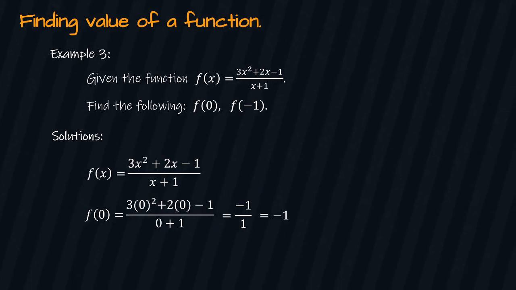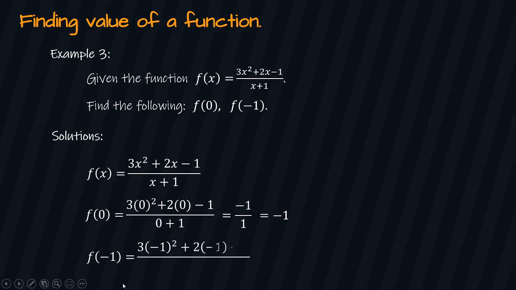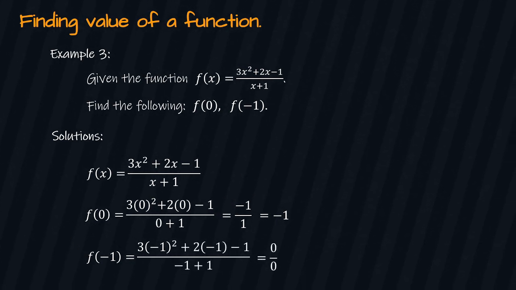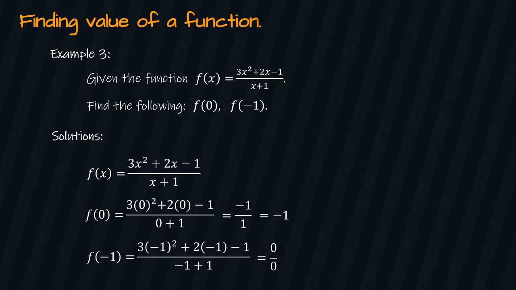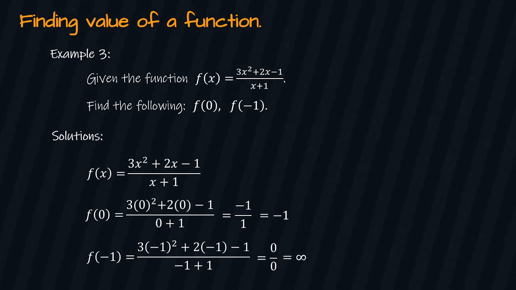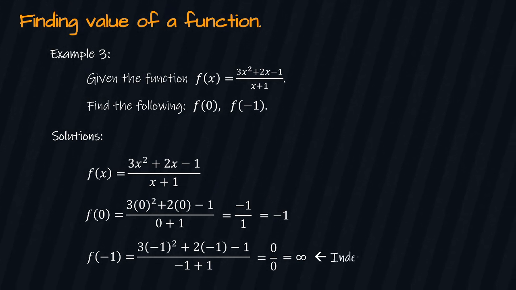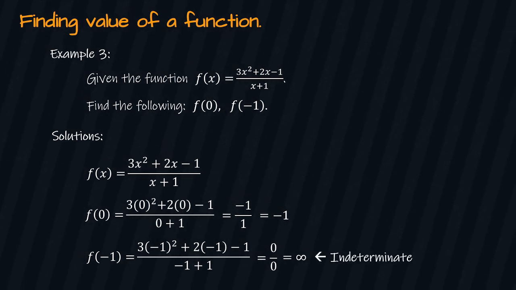Then for f(-1), simplifying, we have 0 over 0. Therefore, the value of f(-1) is indeterminate.